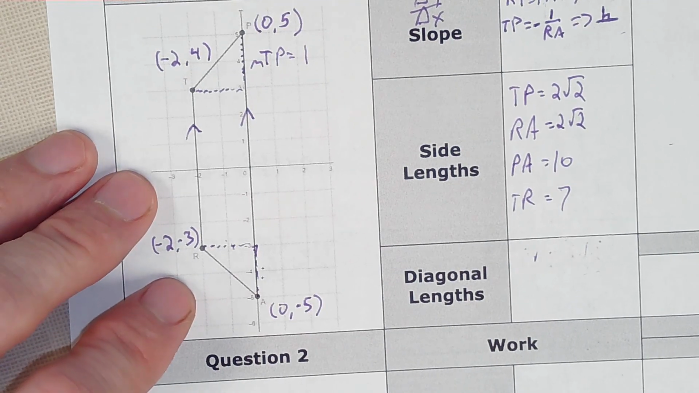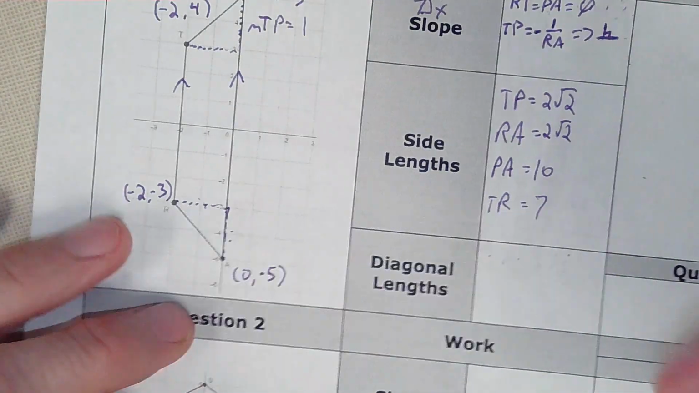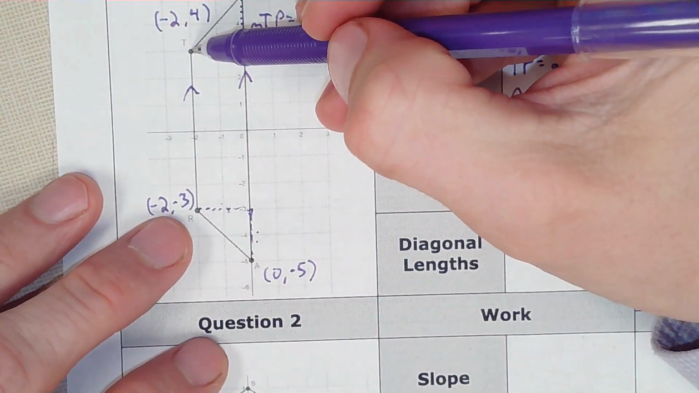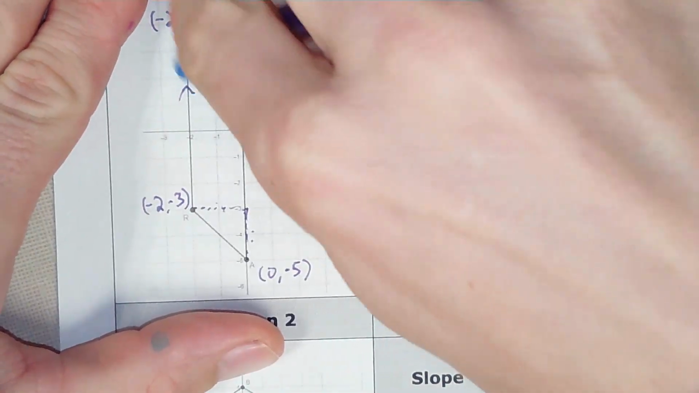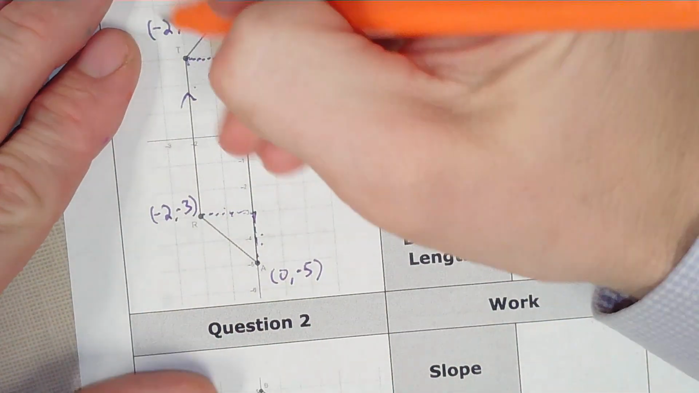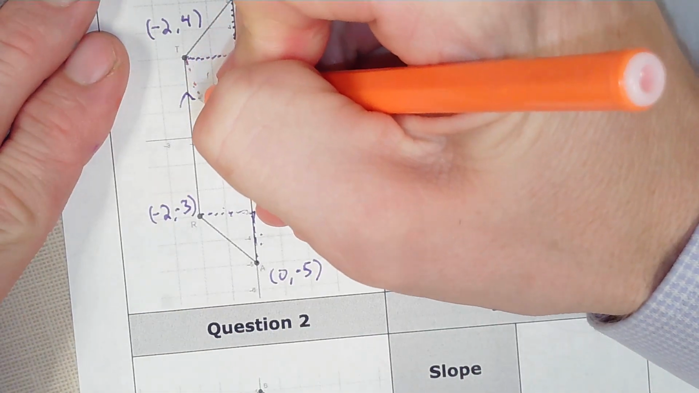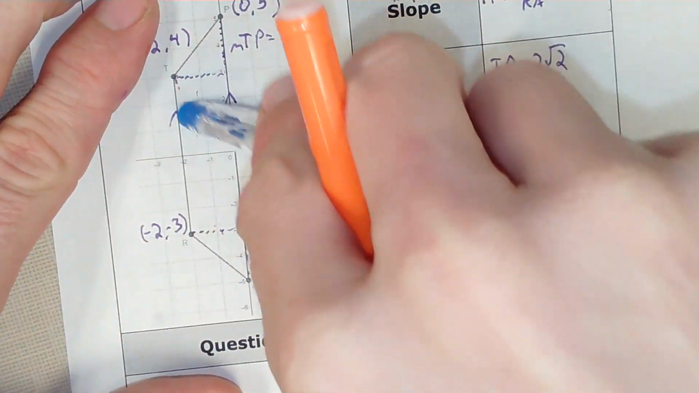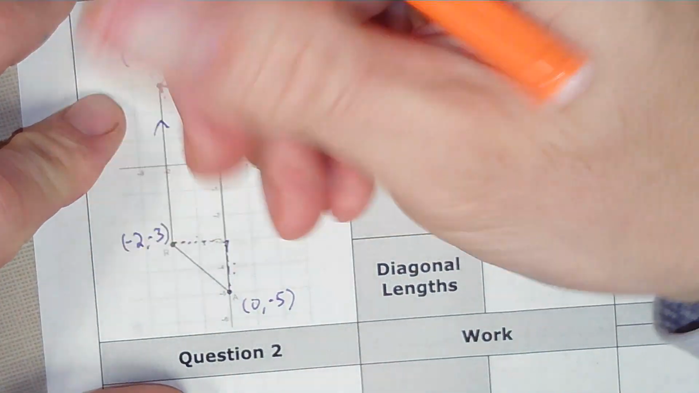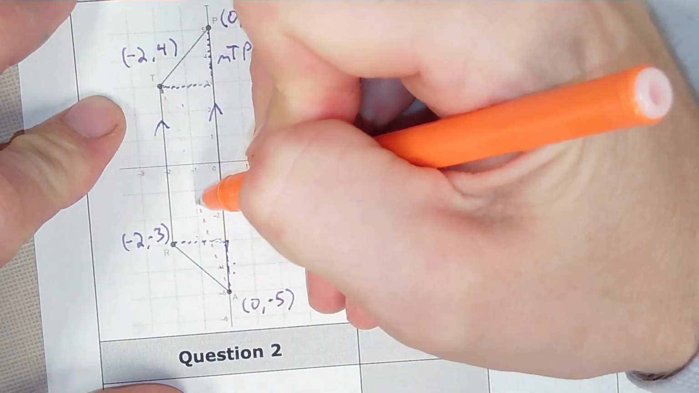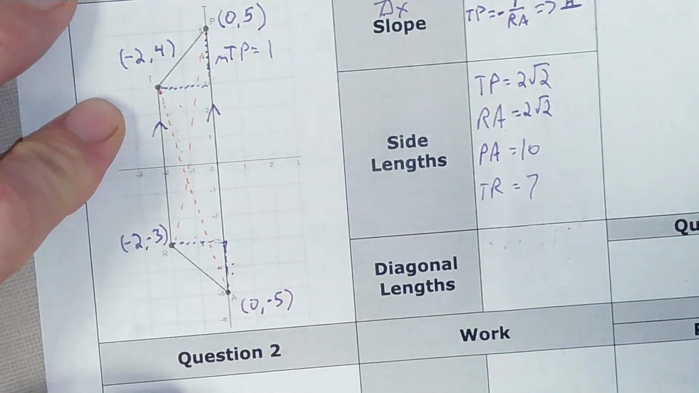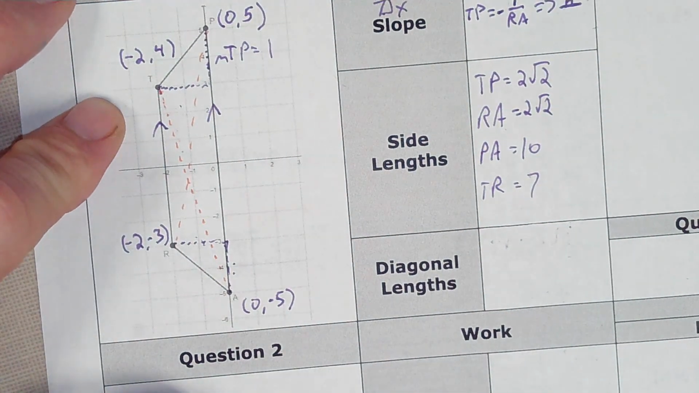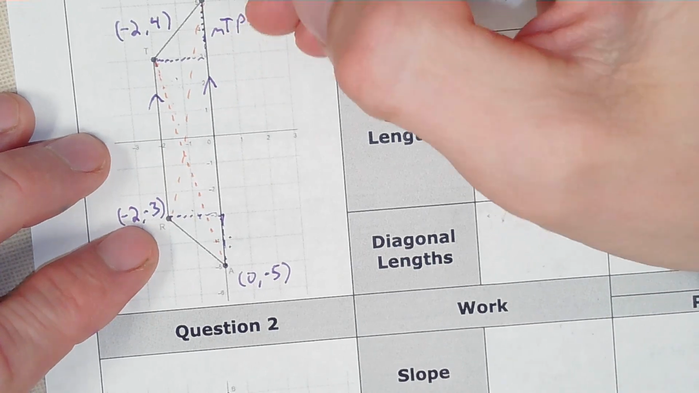How about my diagonals? My diagonals, it's just going to be, well, I'm going to do this in orange. This one, diagonals from here to there, and from here to there. Those are the diagonals. Okay, so let's figure that one out.